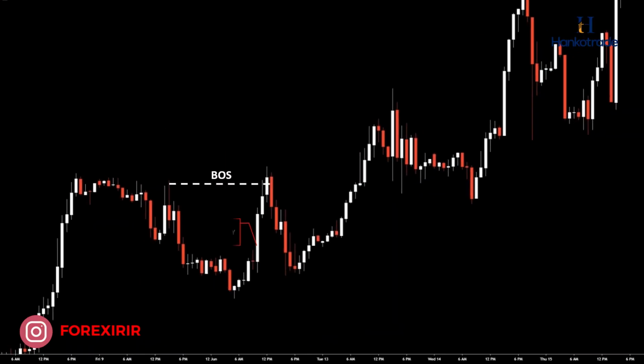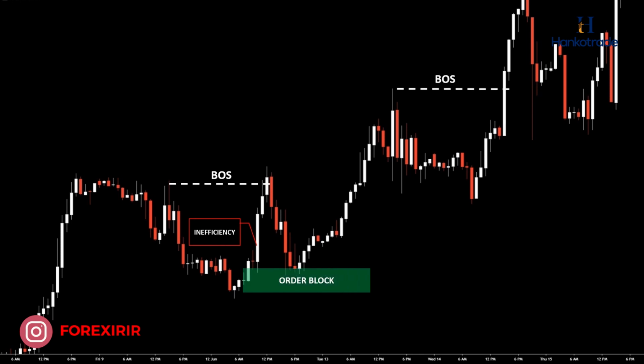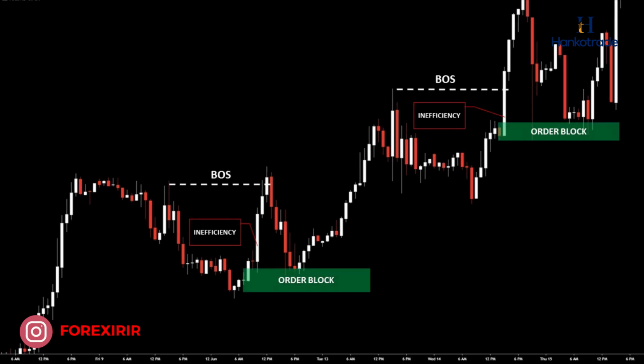On the 15-minute chart of the EUR/USD, we aim to identify order blocks. Starting from the left, we pinpoint areas of clear inefficiency on the chart. We mark the candles that cause this inefficiency as our order blocks, provided that they result in a break in structure or a change in character. According to our rules, all of these are considered valid order blocks.